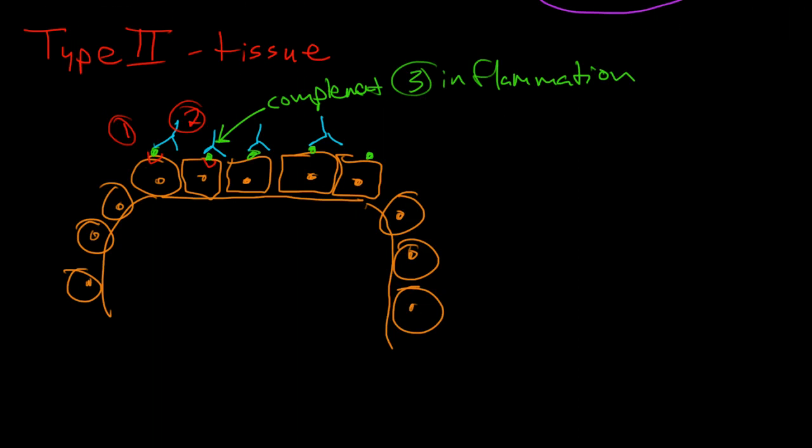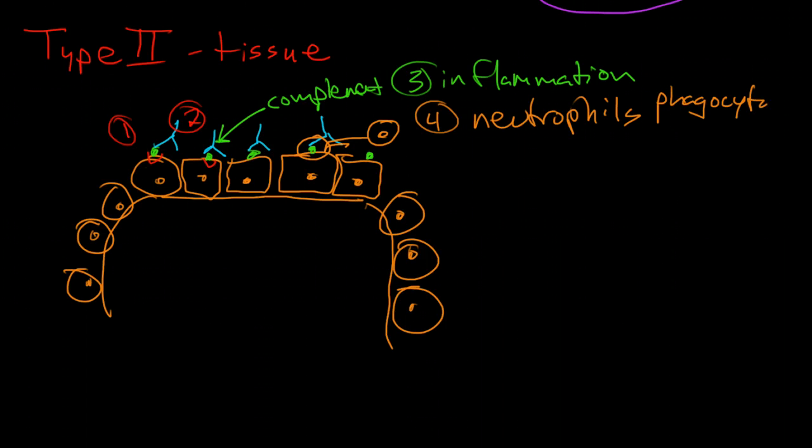And what does complement do? Well, among other things, it starts calling neutrophils to the area. So we get neutrophils coming to the area, and they're going to start phagocytizing this whole portion of the cells, and the cells are going to die. Neutrophil phagocytosis destroys and causes cell death. So the last phase is cell death.